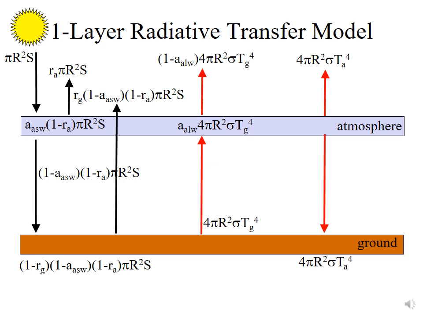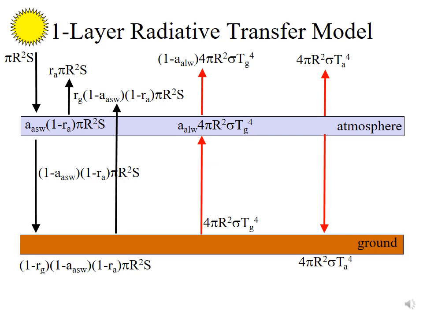The amount that's transmitted through the atmosphere is whatever wasn't absorbed, so it's 1 minus A for the shortwave times 1 minus the reflectivity of the atmosphere times pi r squared S. That's the amount of radiation incident upon the ground, but the ground has a reflectivity, Rg, so some of that radiation is reflected off the ground. The amount reflected is Rg times 1 minus A shortwave times 1 minus Ra times pi r squared S.